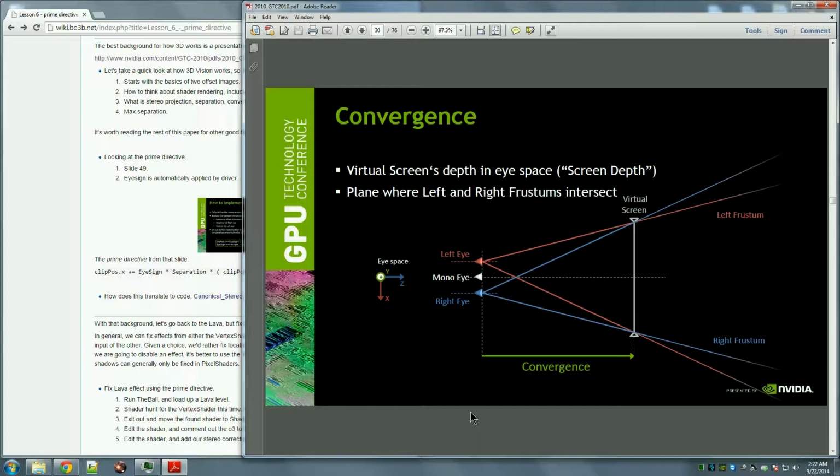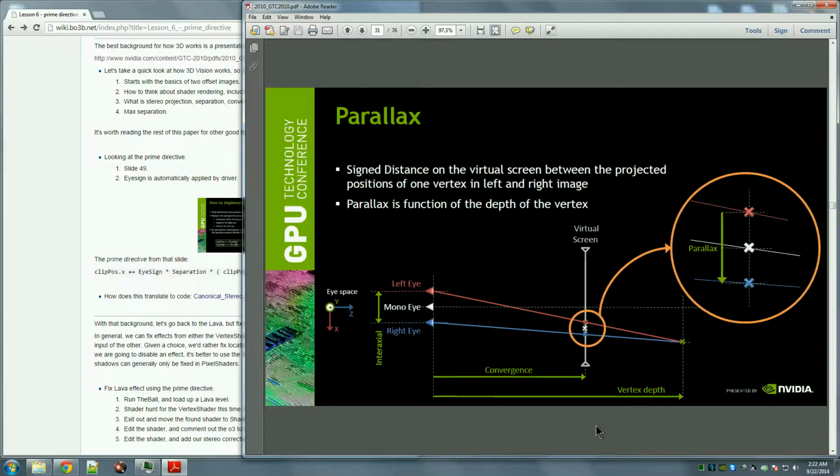Okay, convergence is another thing that we run across periodically. And convergence is the screen's depth in the eye space, what they call eye space. I'm not going to go into that. They defined it as being where the frustums intersect, and that's where the virtual screen appears to be. So convergence can be dialed the way that we do it with our advanced settings, and actually draw the virtual screen out of the wall, out of the monitor, into the room instead.